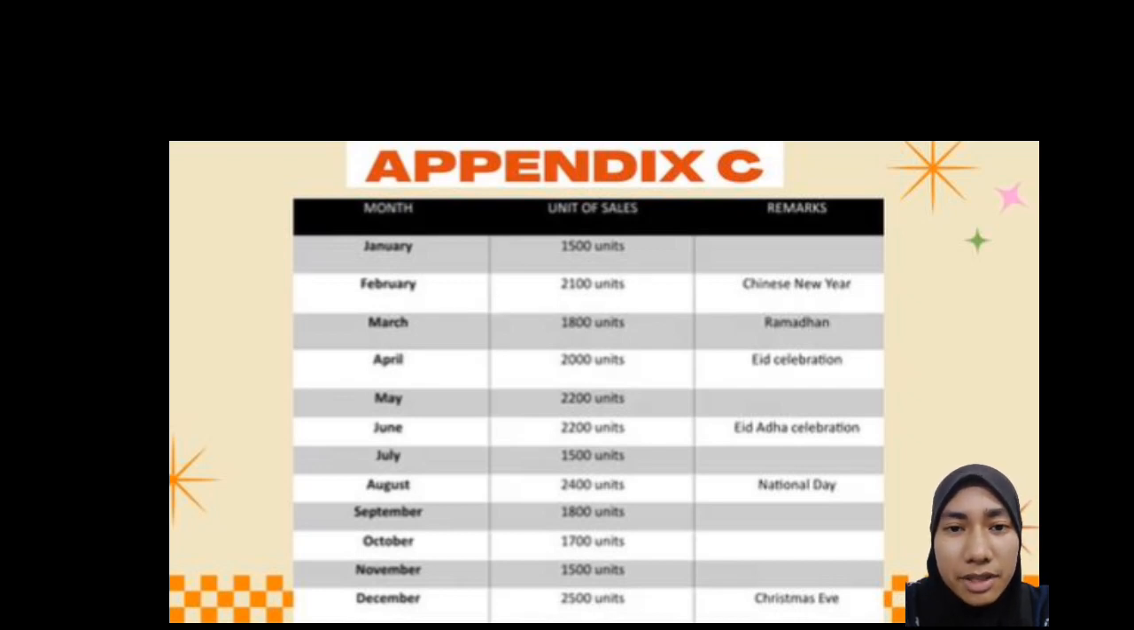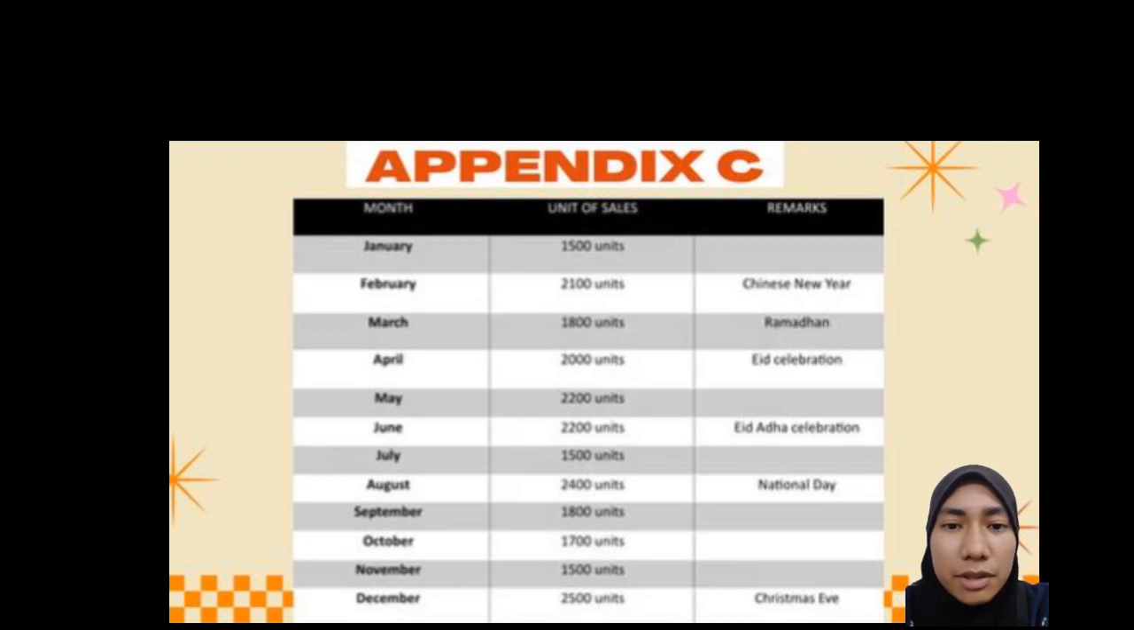In January, the sales is 1,500 units. In February, it increased to about 2,100 units because of Chinese New Year. In March, it increased by 300 over the usual amount, which is 1,800 units, since it is the Ramadan season.